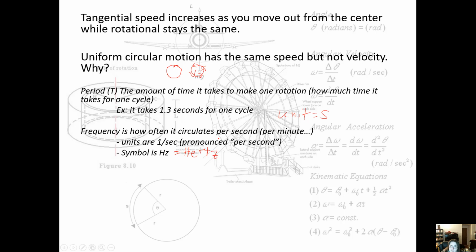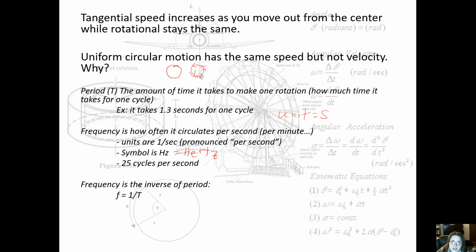Like the car company. Okay, so if you said 25 cycles per second, that would be equal to 25 hertz. And now frequency is the inverse of period. So if they give you period and you need frequency, it's just 1 over period. And if they give you frequency and you need period, it's 1 over frequency. So for example, the 25 cycles per second, this is 25 hertz.